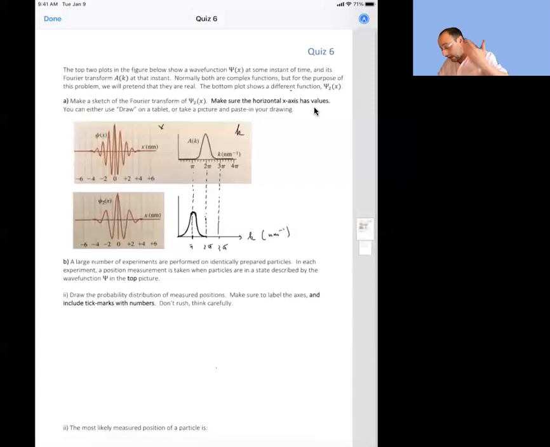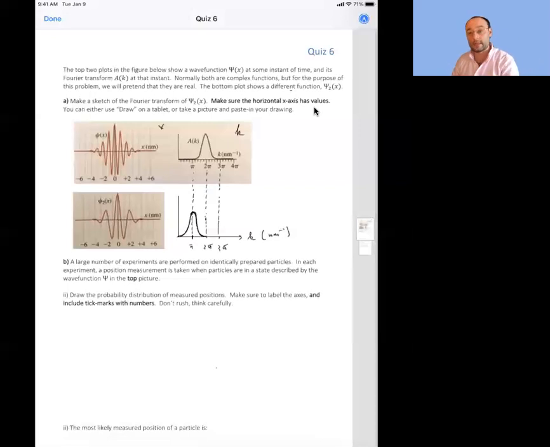Part B: a large number of experiments are performed on identically prepared particles. In each experiment, a position measurement is taken when the particles are in the state described by the wave function psi in the top picture. Draw the probability distribution of measured positions. Make sure to label the axes and include tick marks with numbers. Don't rush, think carefully. So let me talk through it, and then I will pause, I will make a drawing, and I will show it again.